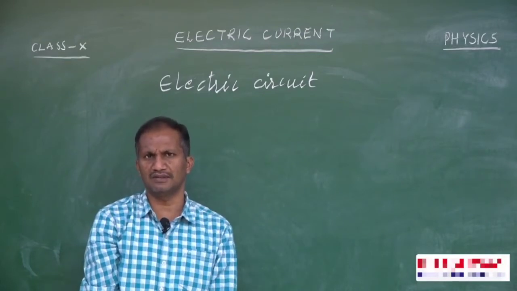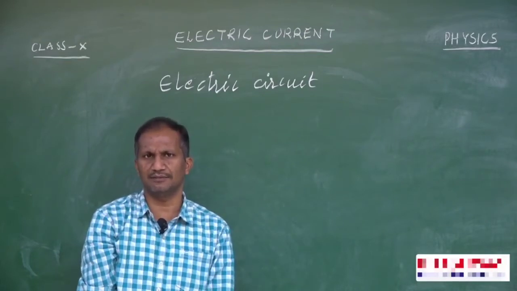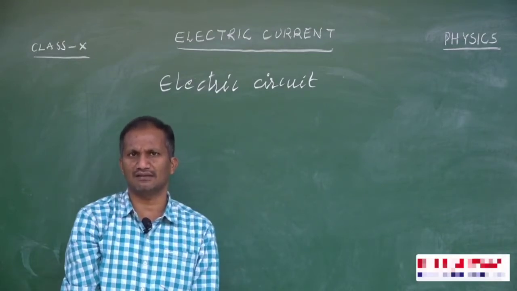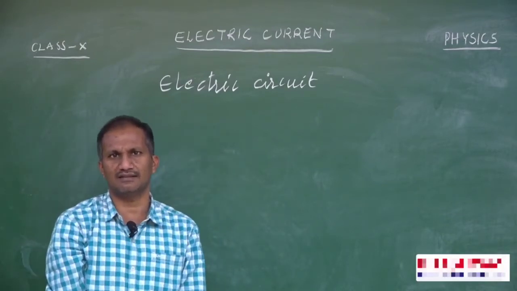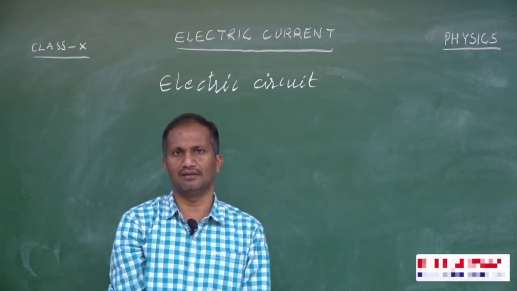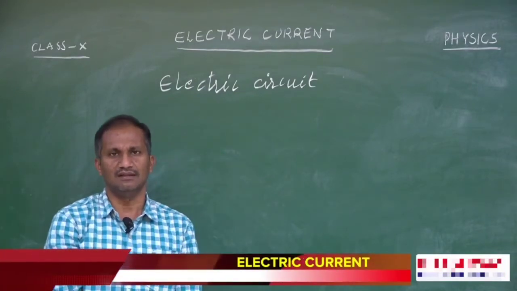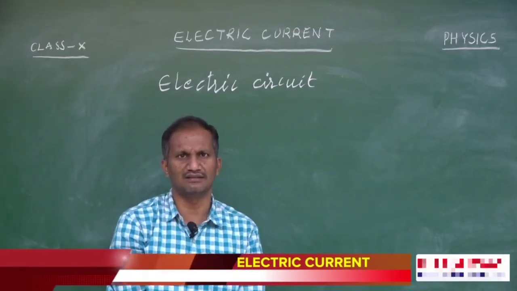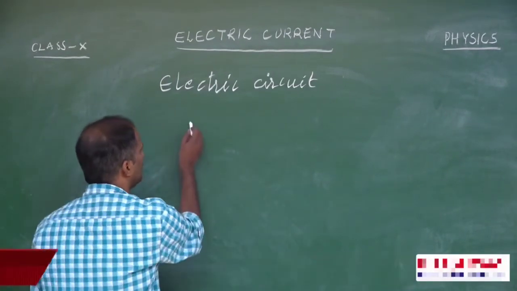Now we are going to see the most important types of electric circuits, that is, when the resistors are connected in series and when the resistors are connected in parallel. We are going to see the different types of circuit.